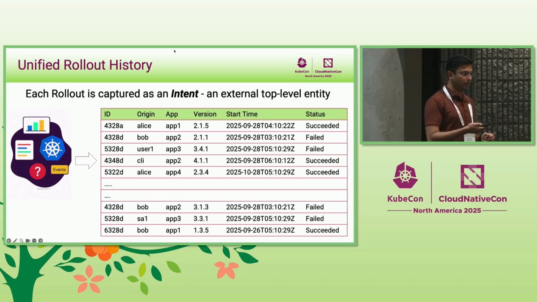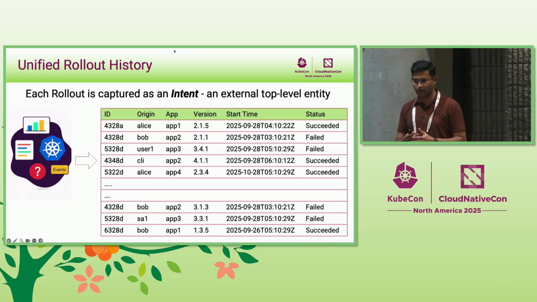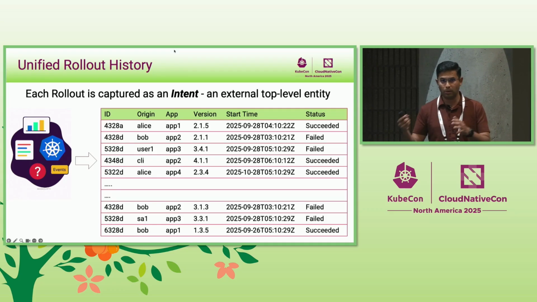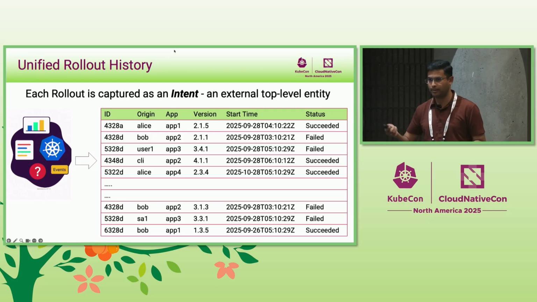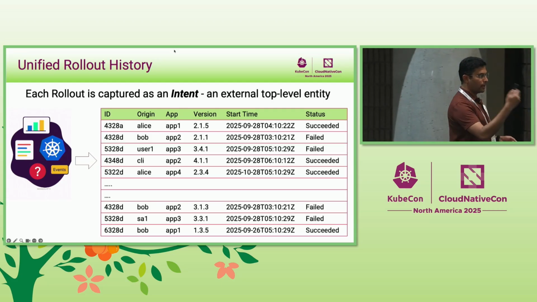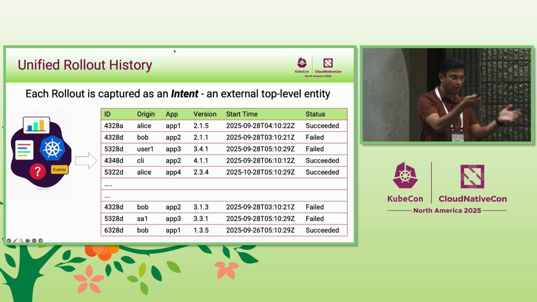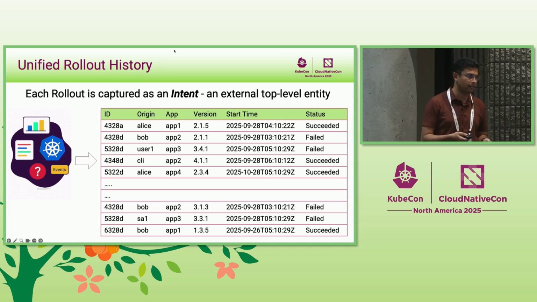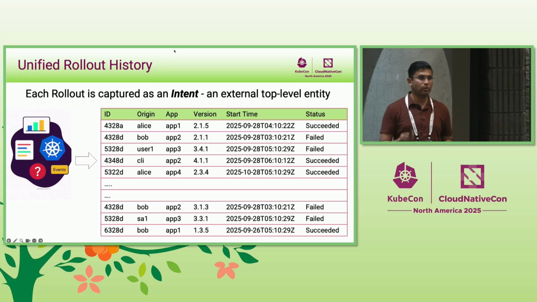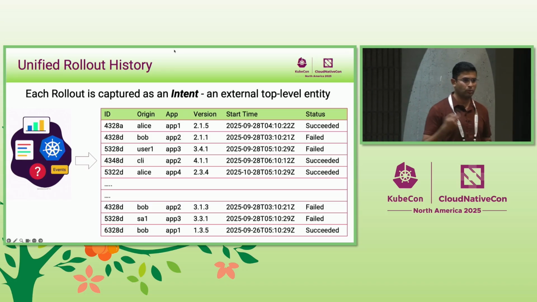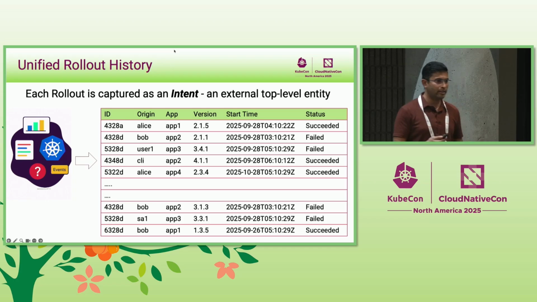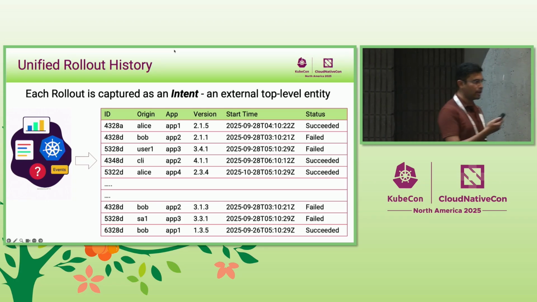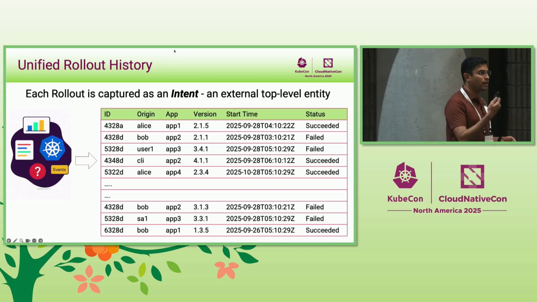So one of the first things that we did was we converted that chaos into a structured stream of events, each event being represented as a top level external entity we call an intent. So in this output, this is the outcome of how the rollouts were made observable. Each row here represents an intent, and it has everything you care about, like who created the intent, what application it belongs to, when did it start, and finally what was the outcome of it. Did it succeed or did it fail? The next couple of slides, we try to understand how we come to this stage.